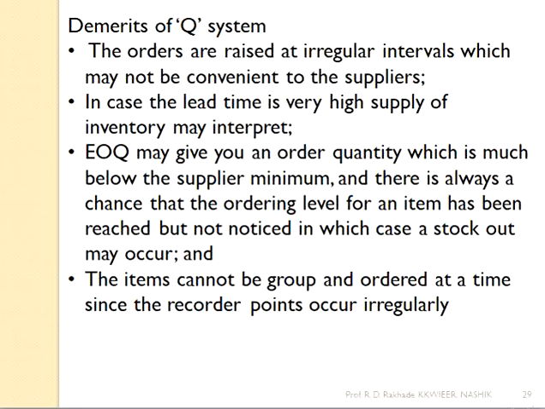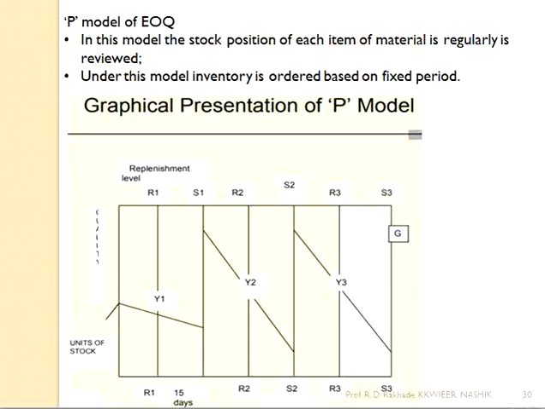There are certain demerits of the Q system. The orders are raised at irregular intervals, which may not be convenient to the supplier, especially where lead times are very high. The items cannot be grouped and ordered at one time since the reorder point occurs irregularly.